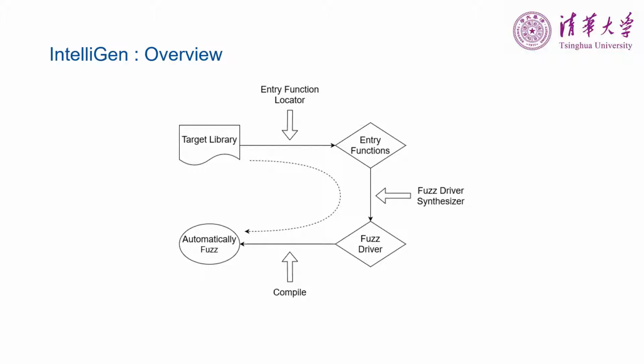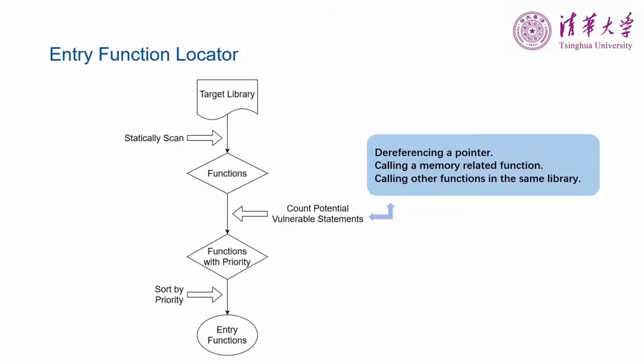Now, let's see how IntelliGen works step by step. First, I will show you how entry function locator works. IntelliGen provides entry function locator to find potential functions to fuzz. Specifically, entry function locator scans the target library, finds functions defined in it, and calculates their priority. In the later fuzz driver synthesizing step, we will generate fuzz drivers in the order of the function's priority. Three kinds of operations can increase the priority, including dereferencing a pointer, calling a memory-related function, and calling other functions defined in the target library.